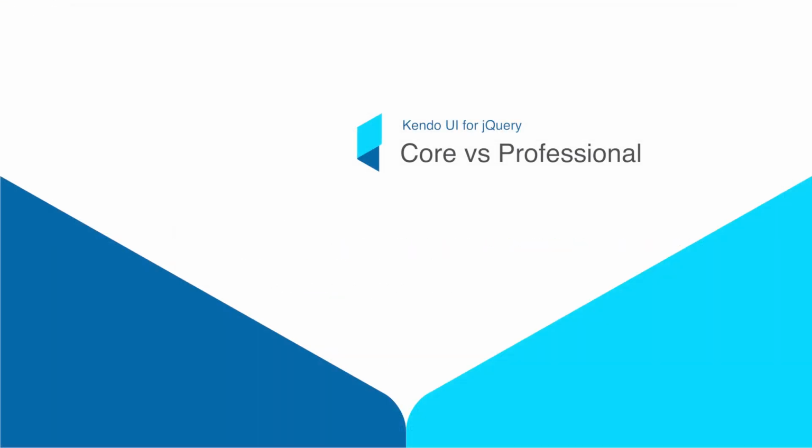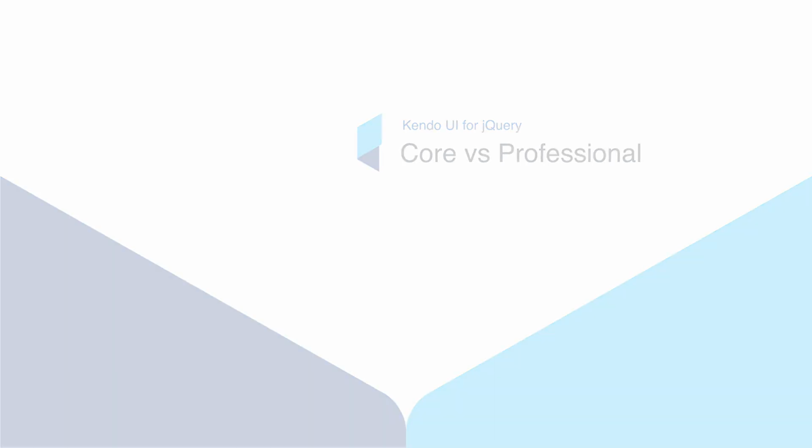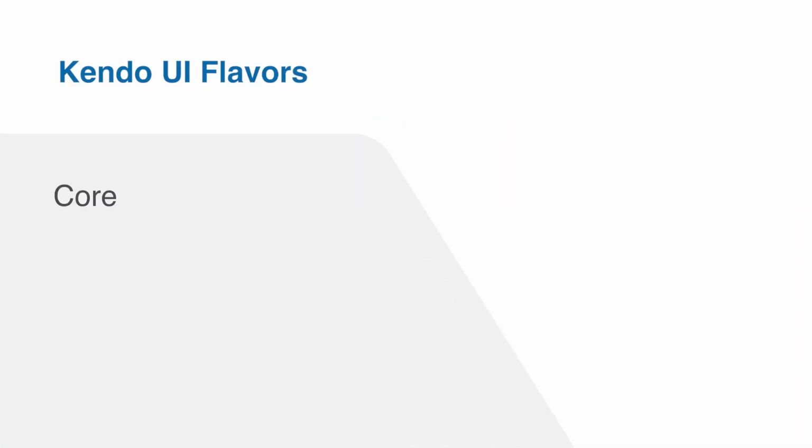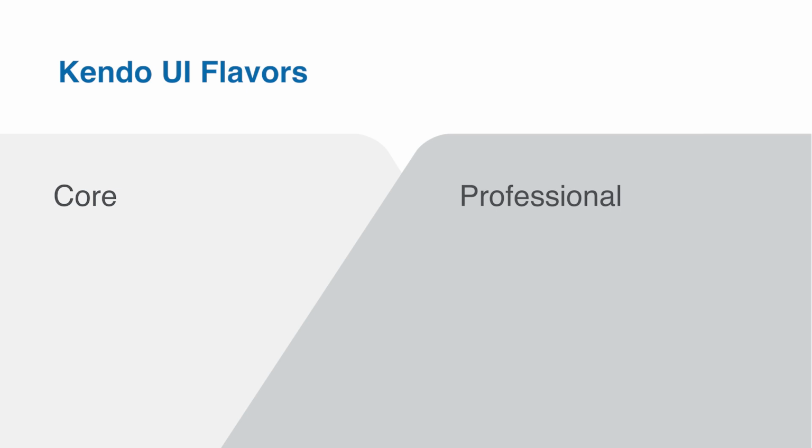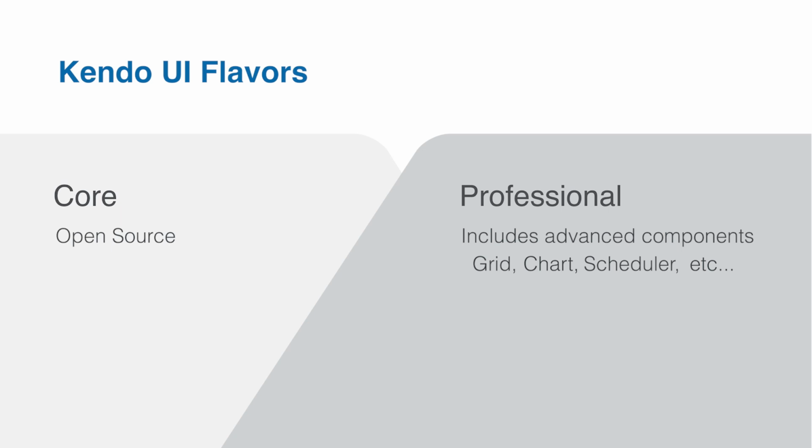Kendo UI comes in two different flavors or packaging options. There's Kendo UI Core, and then there's Kendo UI Professional. The core version is open source. You can use it for commercial projects that don't require dedicated technical support or line of business style functionality. What does that mean? That means components like the grid, chart, scheduler, these are the more advanced components. They're not included in Kendo UI Core. Kendo UI Core is free and it comes in a different package than Kendo UI Professional. We'll see more of this later on.